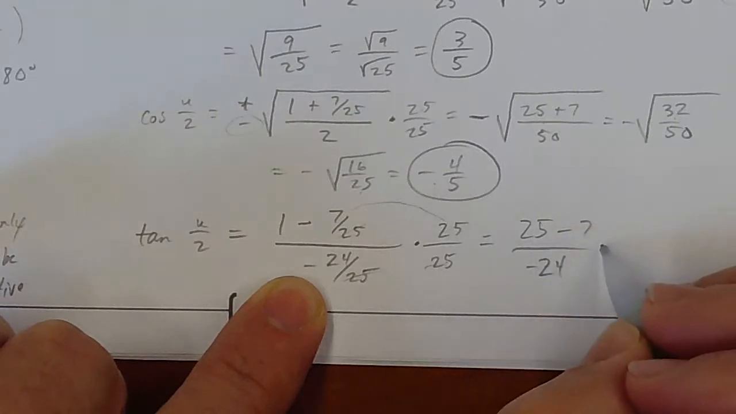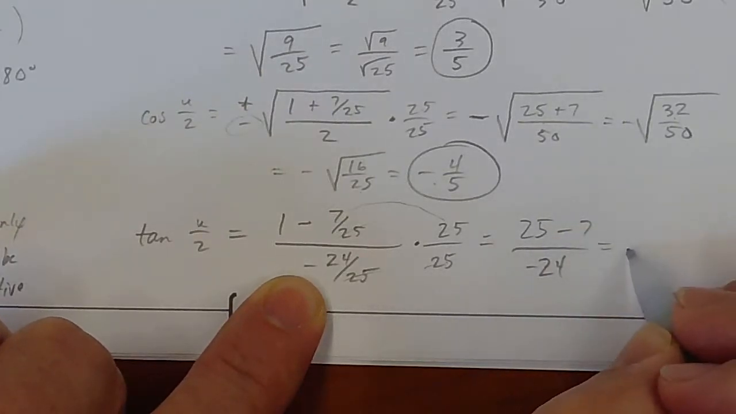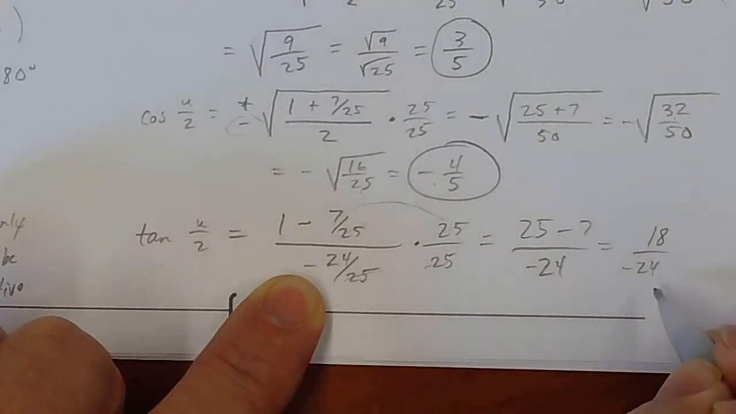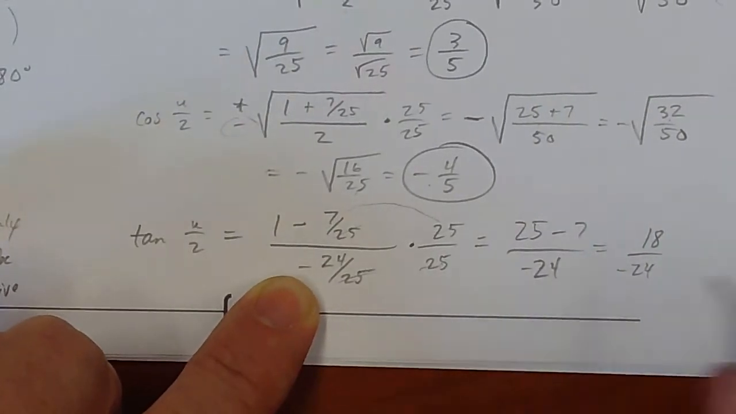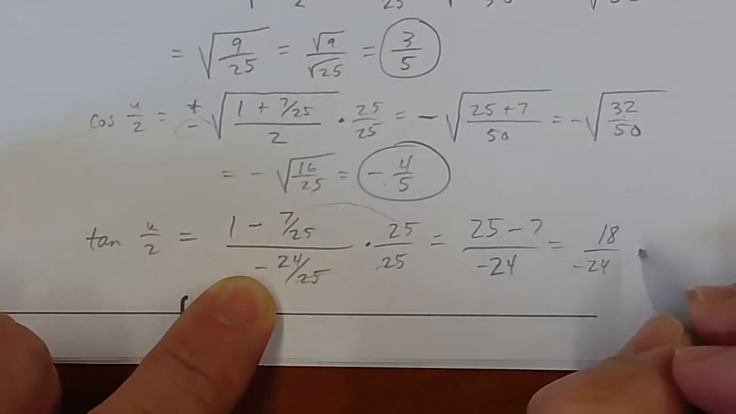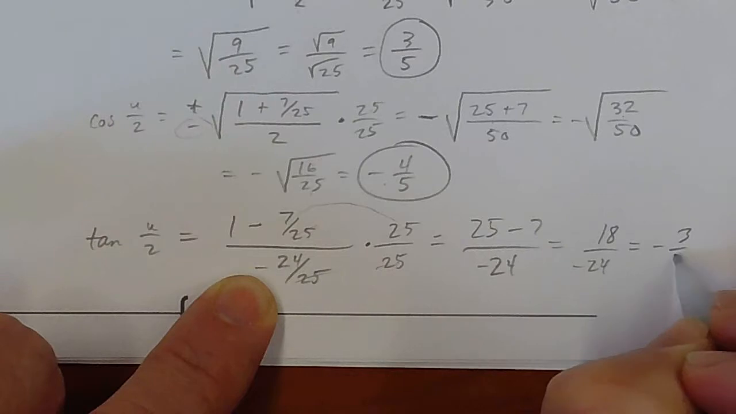Okay, so this gives me 18 divided by -24. So we're going to have a negative fraction. Told you the sign will just take care of itself, and then we can reduce this. Let's see, 6 goes into both of these, so it's 3/4. -3/4 is the answer.